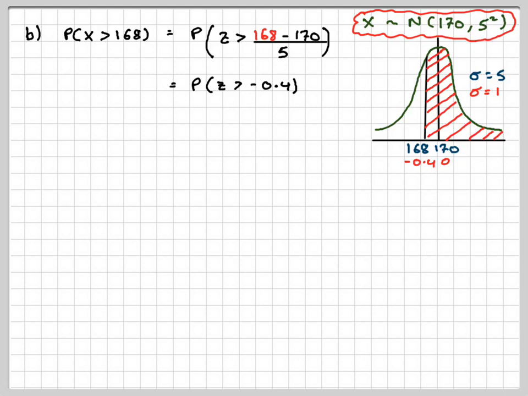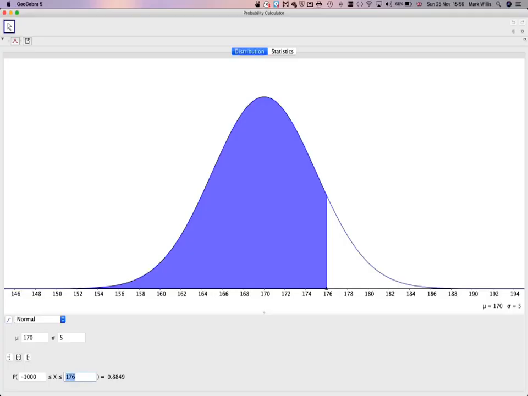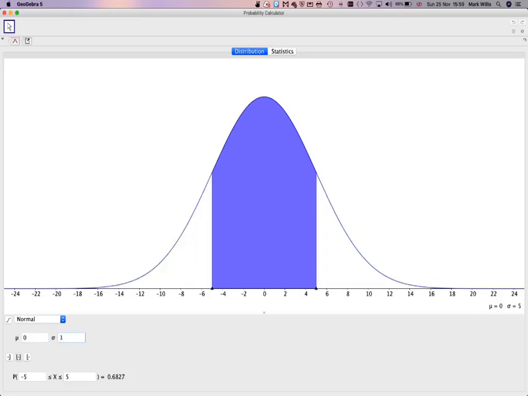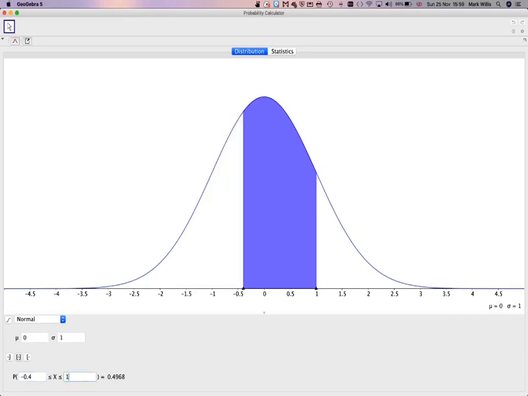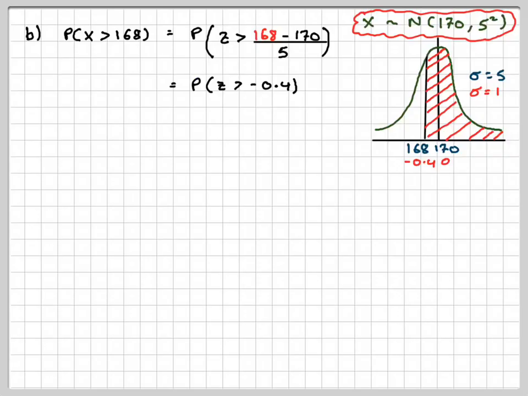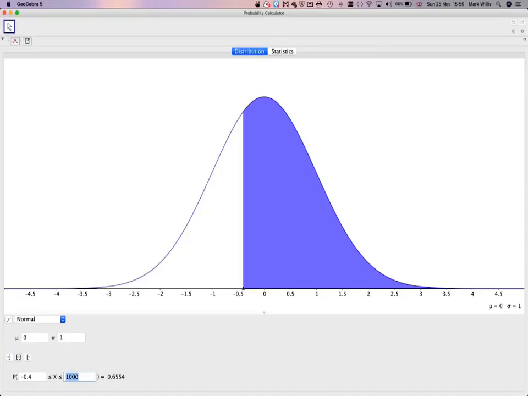So going to GeoGebra, I'm just going to change these now back to 0 and 1. So that's the mean and the standard deviation. So this is now minus 0.4, and in here now I need to put in a big number, like something like 1,000 or even 10,000, and that will give me an answer of 0.6654. Okay, and then rounded off, that would give me 0.655.